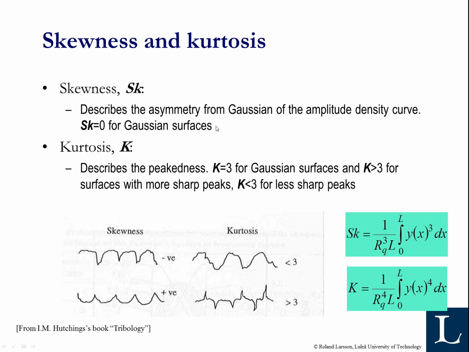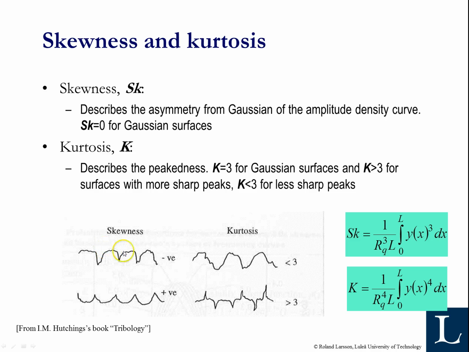There are also some attempts to use skewness and kurtosis of the profile. The skewness is defined like this. Instead of having a factor 2 here, or factor 1 in some cases, you take the factor 3 for skewness and factor 4 for kurtosis, and that tells you a little bit about the shape. Negative skewness tells you that there are more valleys than peaks, while a positive skewness is the opposite.